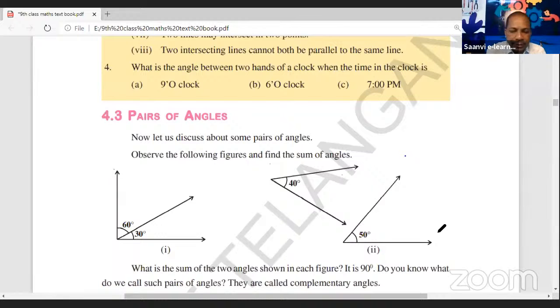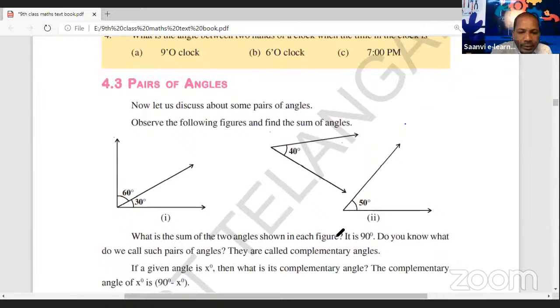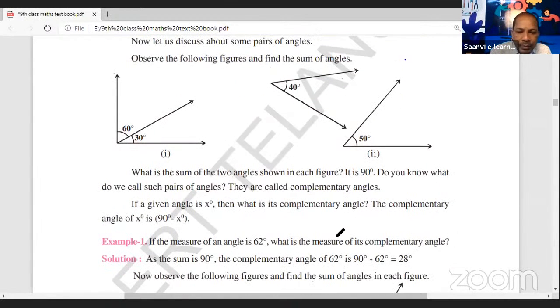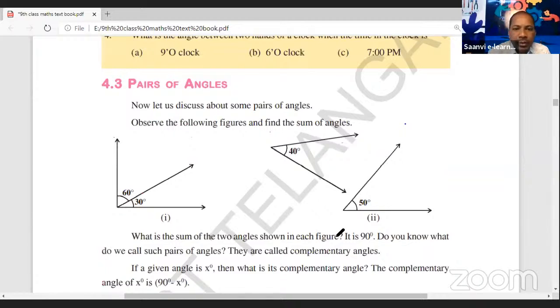Complementary angles are nothing but, if the sum of the two angles is equal to 90 degrees, then the two angles are called complementary angles. If the sum of the two angles is equal to 90 degrees, then the two angles are called complementary angles.